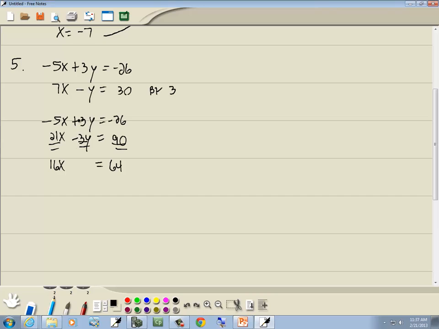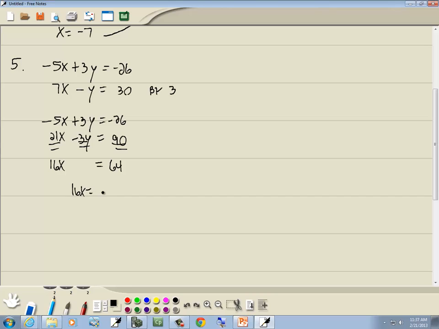Like that. Now, again, your goal is that they're different signs. See how the y's were different signs? One was positive, one was negative. And they have the same number in front of the variable, like a 3 and a 3 here. Now, you don't have to eliminate the y's. We could eliminate the x's. That's what we could have tried. But that would have been a little harder on this problem.